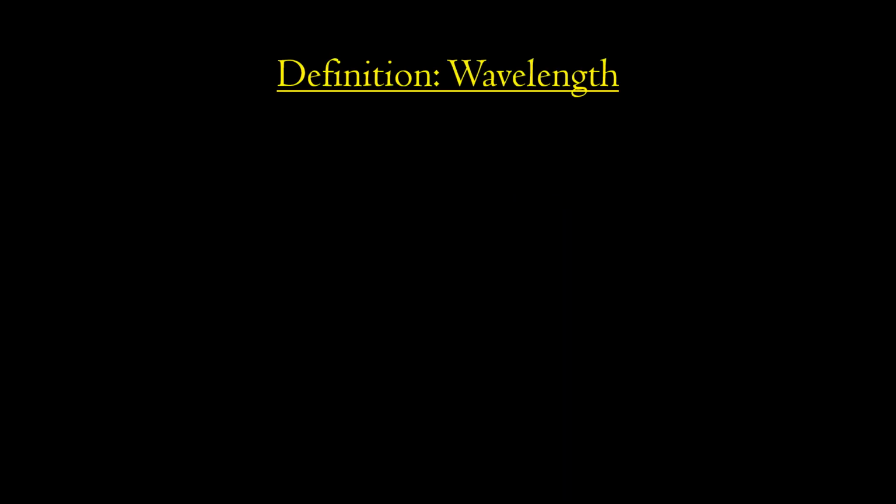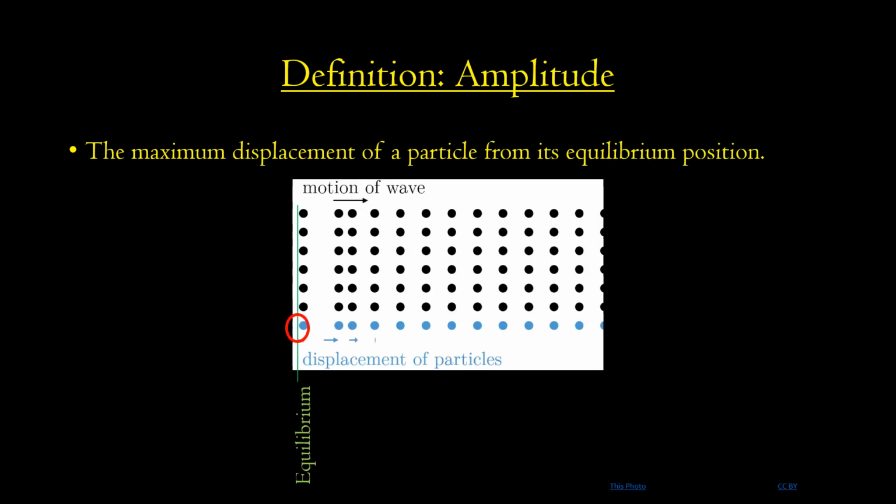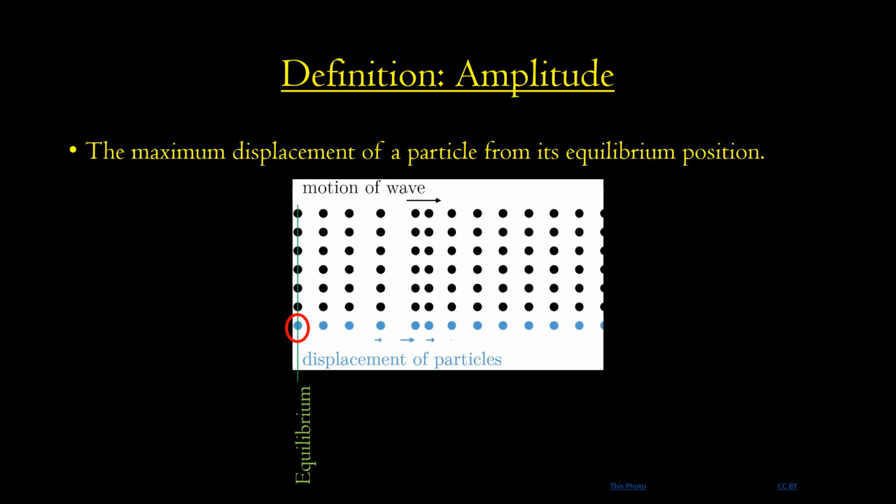This means we can define the wavelength of a longitudinal wave as the distance between two adjacent, or two successive, points which are in phase. We have described the wavelength of a longitudinal wave. What is then the amplitude of a longitudinal wave?